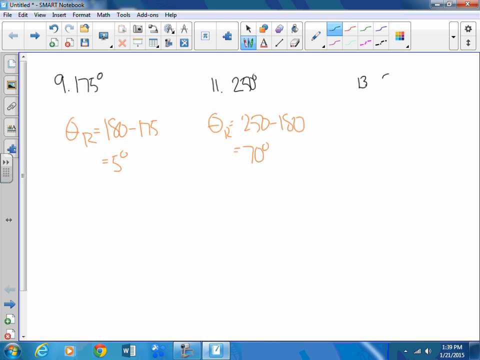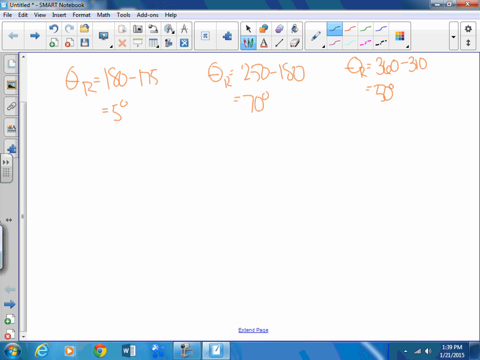For 13, they gave us 310 degrees. 310 is in quadrant 4. To find my reference angle, I would do 360 minus 310, which gives me 50. So 50 degrees is my reference angle. For number 15, they gave me 290. 290 is also in quadrant 4, so just like I did in the last question, my reference angle is going to be 360 minus 290, which is going to give me 70 degrees as a reference angle.